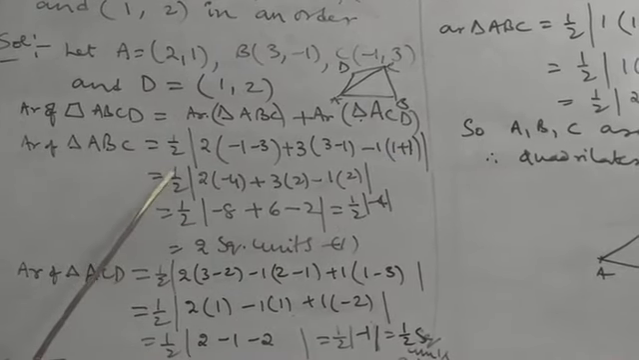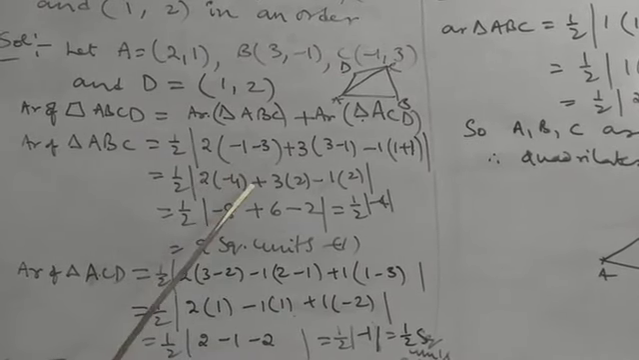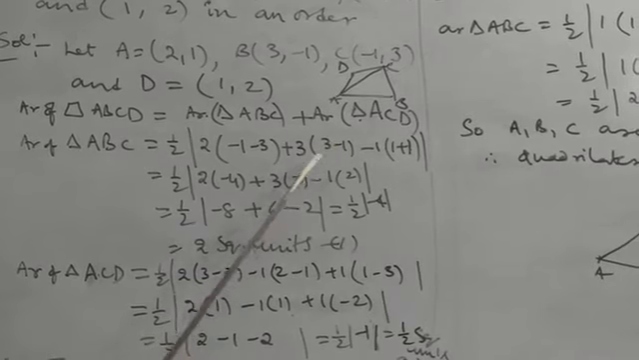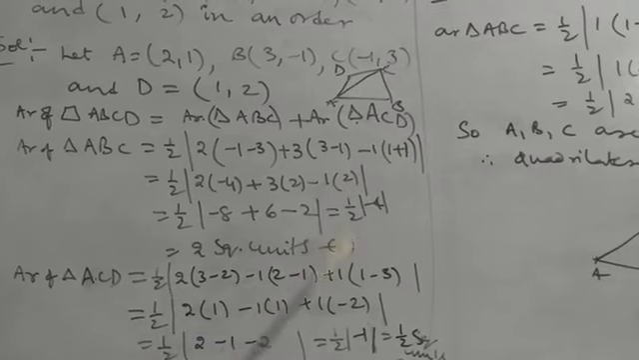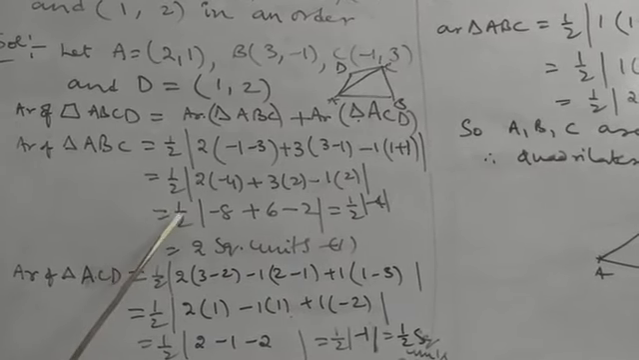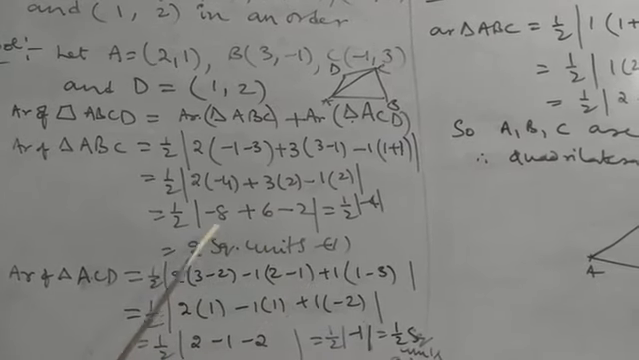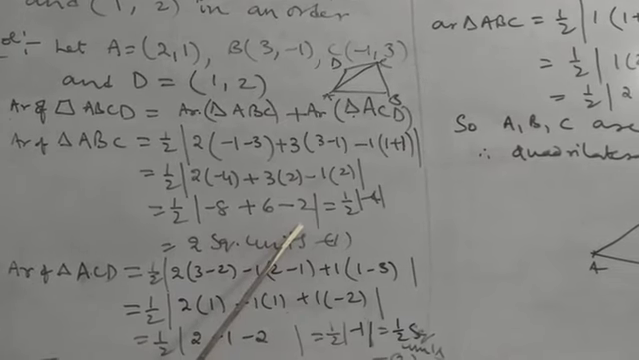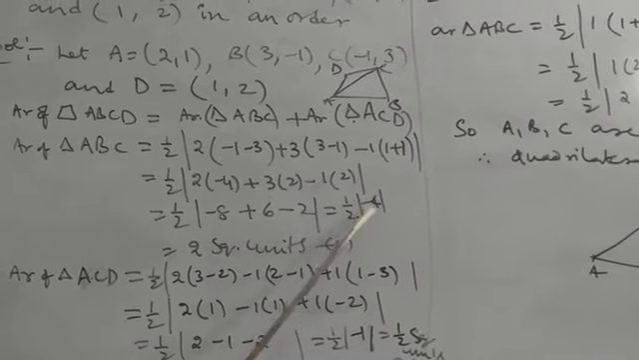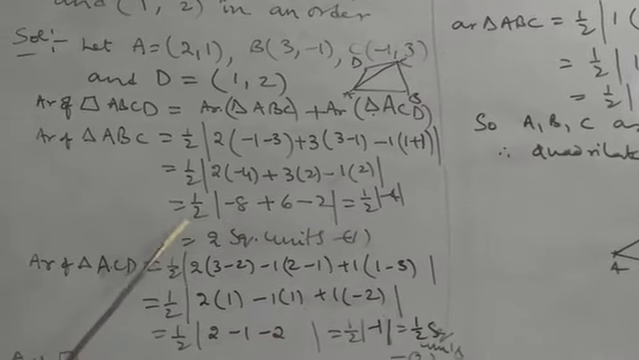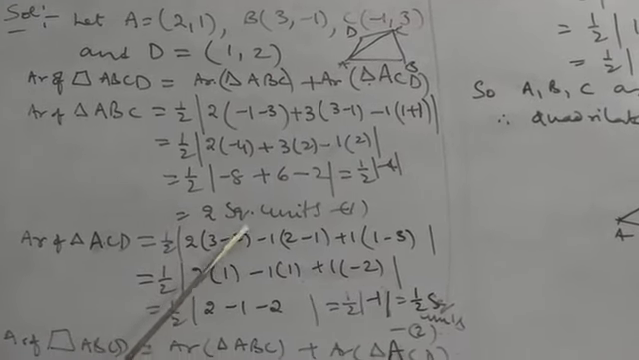If you simplify, half of modulus of 2 of (-1 - 3), it is nothing but -4, plus 3 of (3 - 1), it is nothing but 2, 3 of 2, minus 1 of (1 + 1), it is nothing but 2. If you simplify more, half of -8 + 6 and -2. So -8 - 2 is nothing but -10, plus 6, it is half of modulus of -4. Since it is an absolute value, you will get plus 4. 4 by 2 is nothing but 2. So the area of triangle ABC is 2 square units.